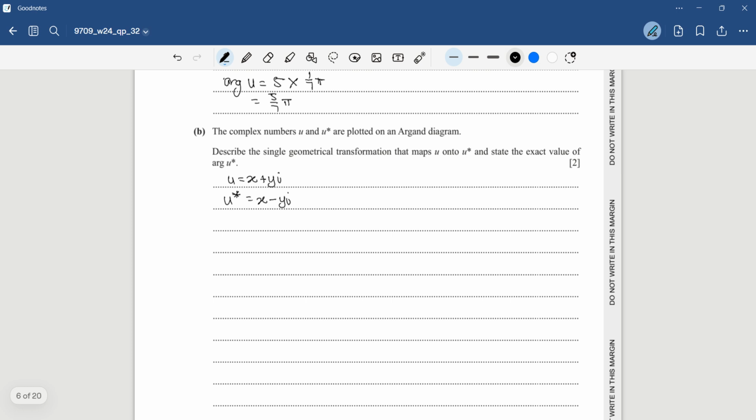For this case, I just assume my x is positive. So if my x is positive, this will be my u, and here will be 5/7 π. And for this, it will be here. This is my u star, so it will be negative 5/7 π. It must be something like this because they are sharing the same angle. So this will be u and this will be my u star. So the geometrical transformation will be a reflection on the x axis, and the argument of u star will be negative 5/7 π.